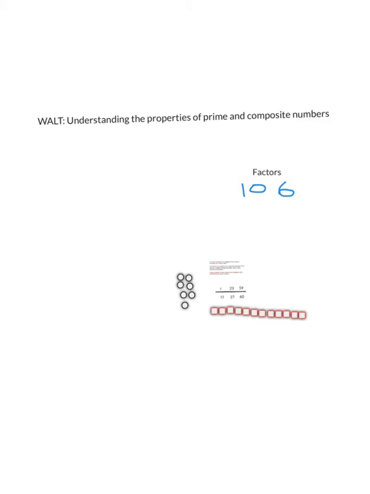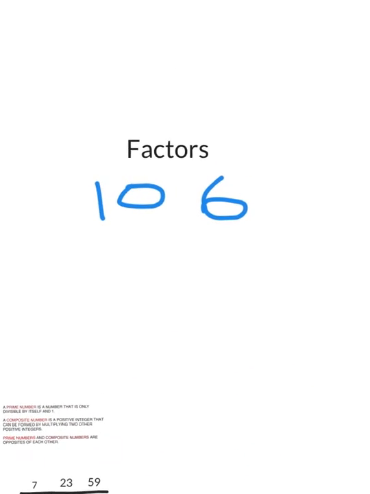Alrighty, let's get into understanding some properties of numbers. It's a bit of a year 5 concept that then spills into year 6 as well. Our learning intention, what are we learning today, is understanding the properties of prime and composite numbers. And I'll go through the definitions of those two things again in a moment. But to understand them, we need to track back to factors.